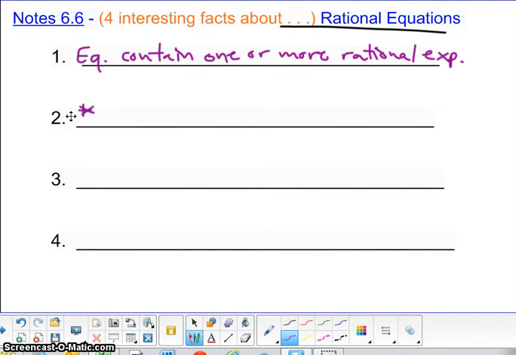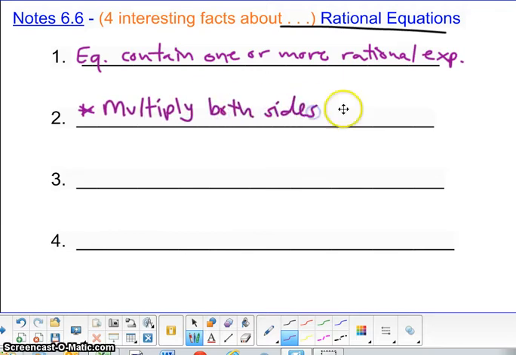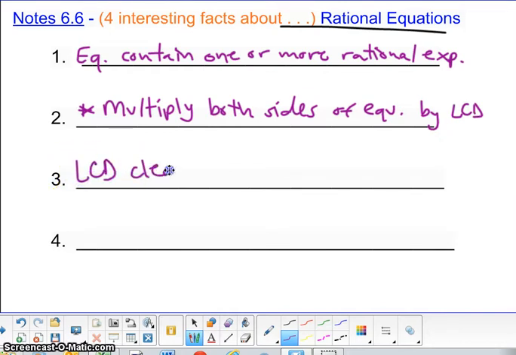Number 2, what I'd like you to know about this is we're going to multiply both sides of the equation by the least common denominator, or LCD. The reason is because the LCD is going to clear the fractions.